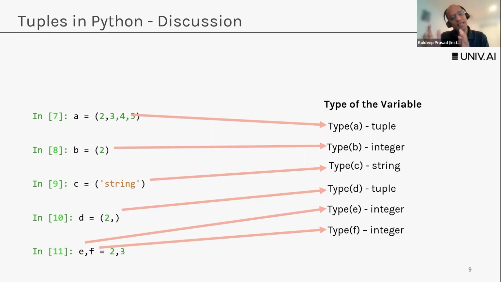2, 3 is a tuple, but E was assigned to 2 and F was assigned to 3. So the type of E is an integer and type of F is an integer. But 2, 3 as a whole, or E, F as a whole is a tuple, right? So it was a trick question. All right.